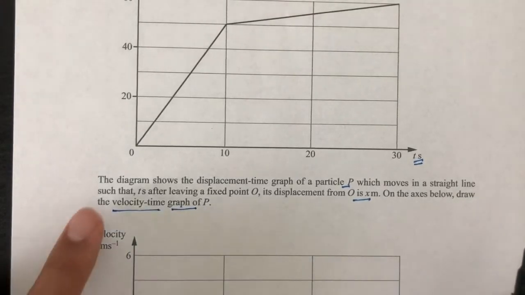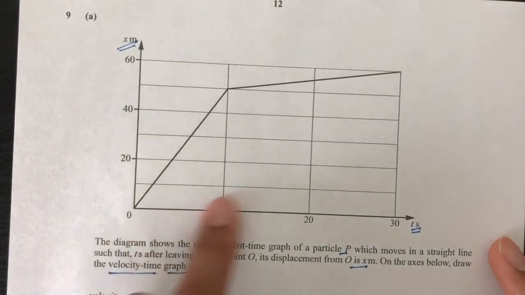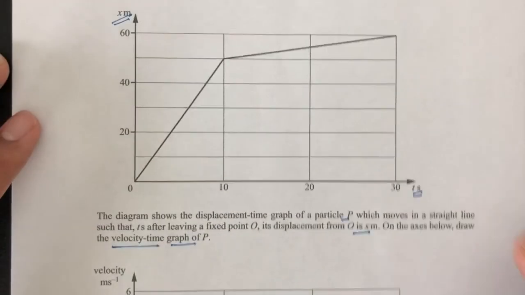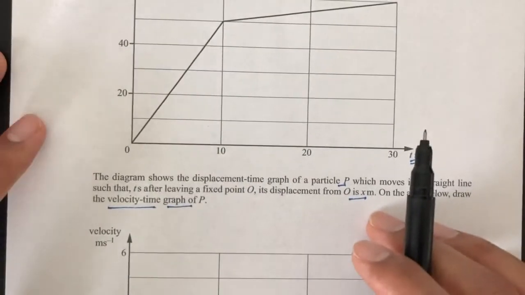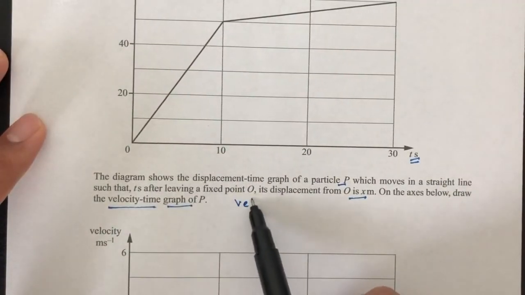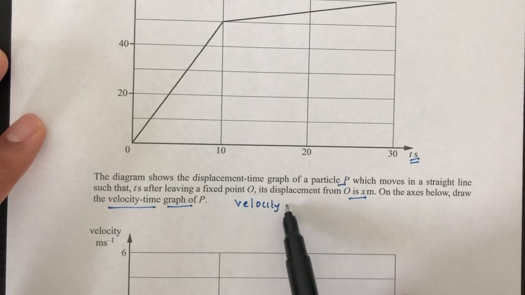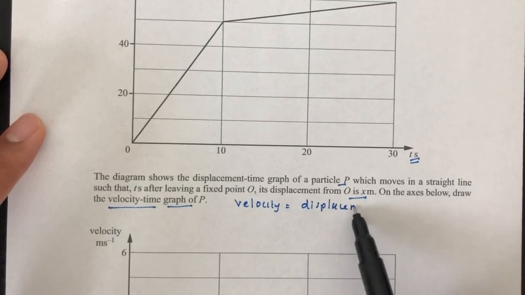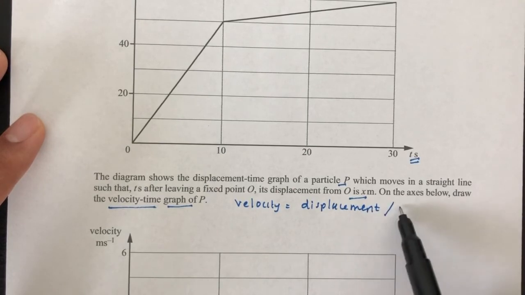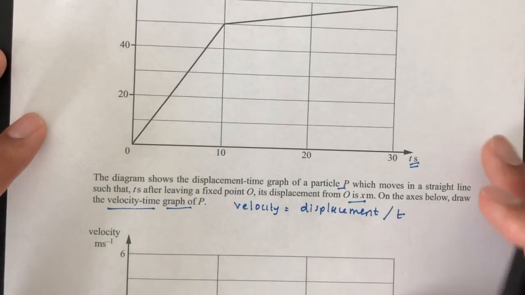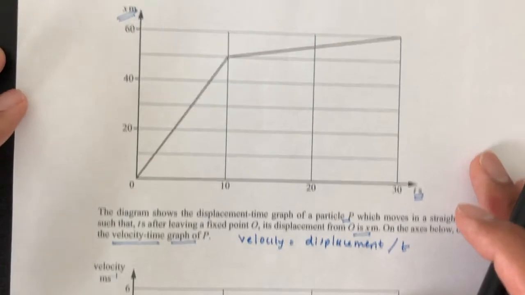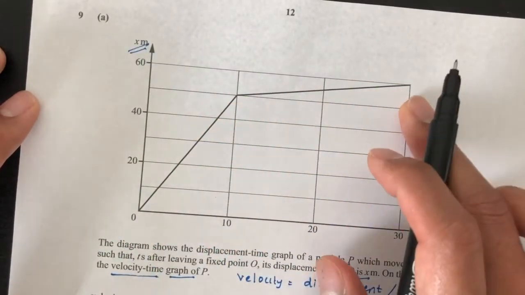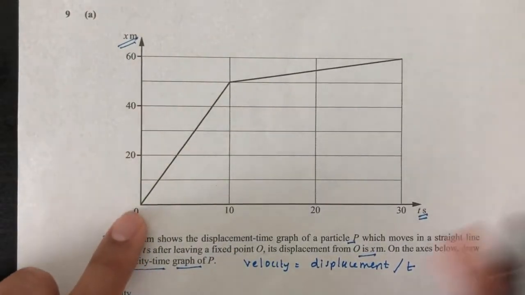So now, how can we find velocity from this one to draw the graph here? Something we have to know is the definition of velocity. Velocity is equal to displacement over time. So it means that velocity is equal to the gradient of the graph. As you can see, this graph has two parts.